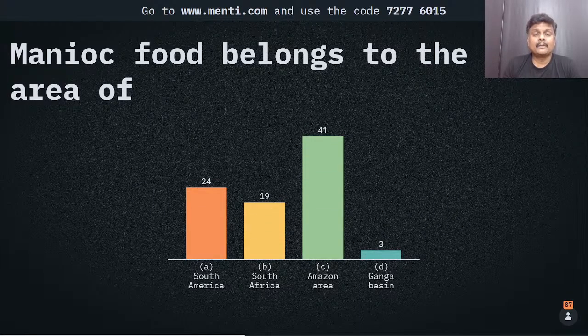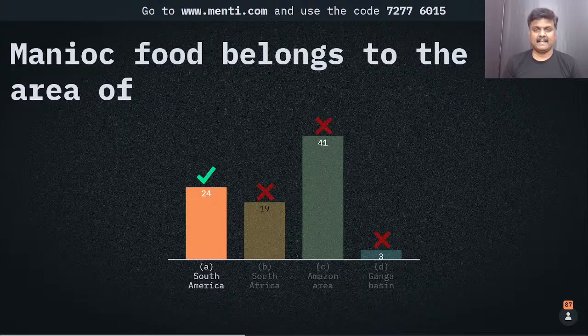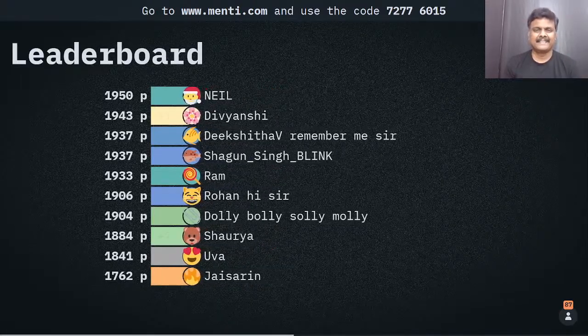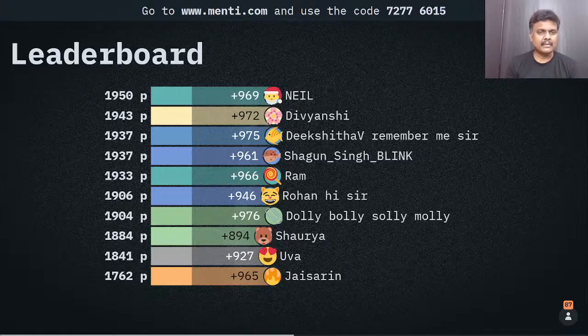How many of you chose South America? I knew this mistake would happen. Manioc is a food you will see throughout South America, not just in the Amazon area alone. So that option is partly wrong, right? South America is the right one in this case.